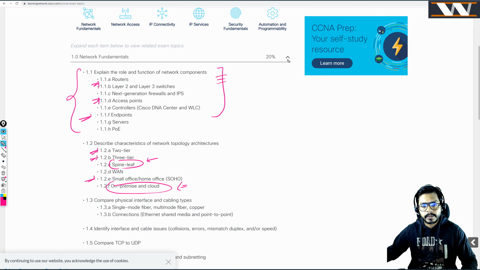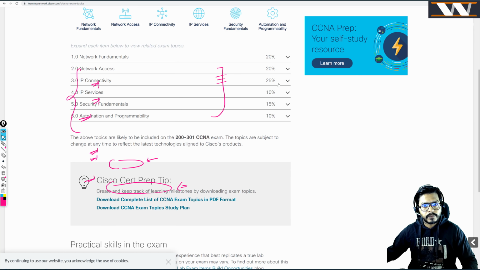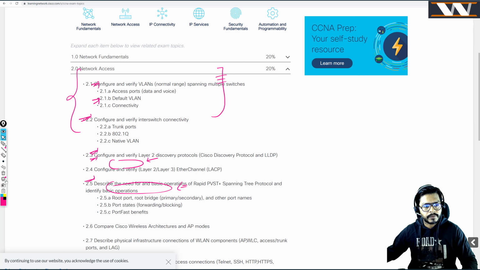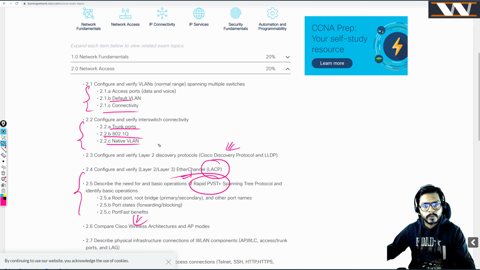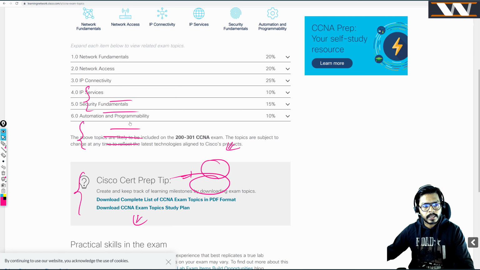Similarly, just check this syllabus. You will be amazed to see that we have covered most of the things. If I talk about network access, we have talked about access ports, default VLAN connectivity, trunk ports, 802.1Q native VLAN, we all know about it. Yes, we haven't talked about CDP, but that is fine. We have talked about EtherChannel and LACP, per-VLAN spanning tree, Cisco wireless infrastructure. We all know about it now, right? So you are more than welcome to see the CCNA syllabus.